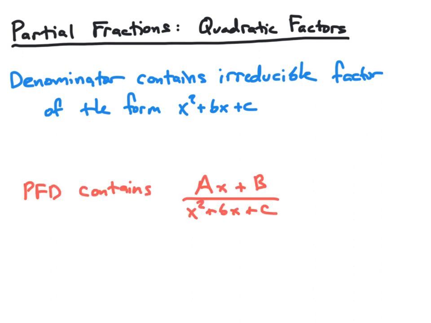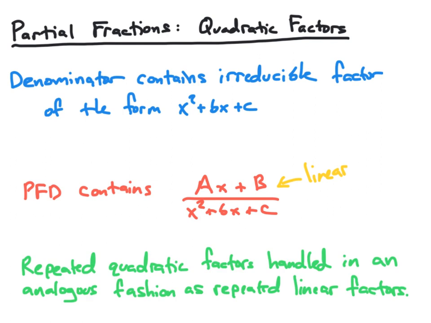So if our denominator has such a factor, then our partial fraction decomposition is going to contain an expression of the form ax plus b over our quadratic, x squared plus bx plus c. And here a and b are constants. Notice that our numerator is going to be a linear function, as opposed to when we have linear factors and the numerators are just constants. We need to have a full linear factor here in order to have the correct partial fraction decomposition.